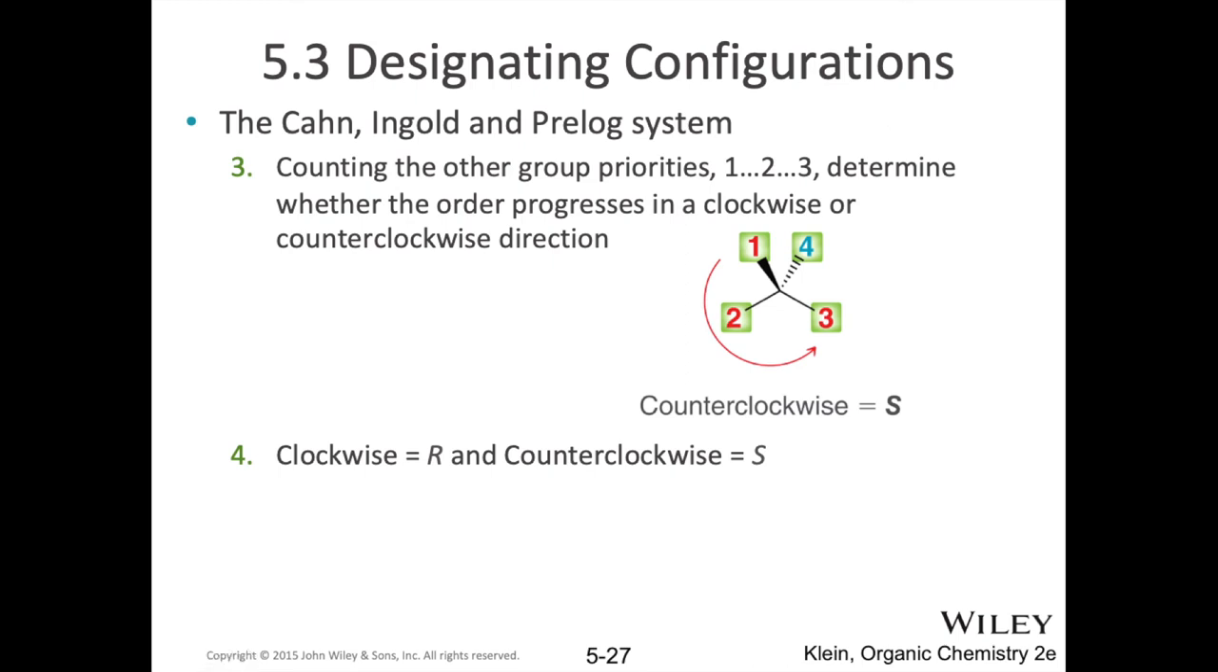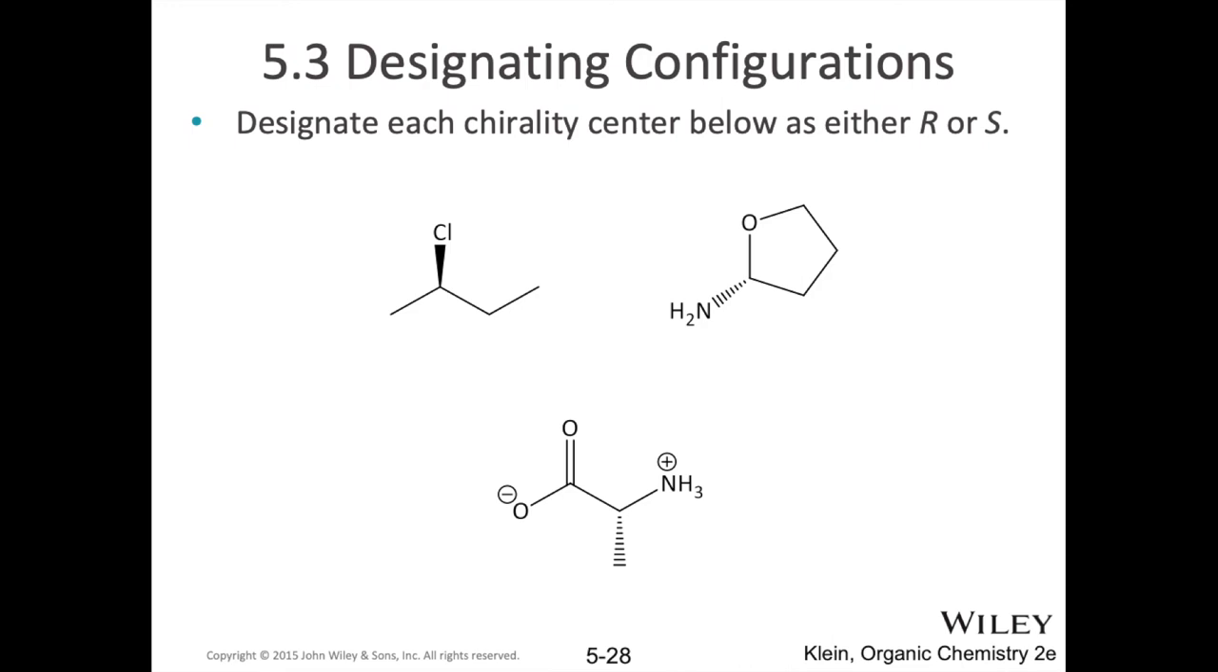Okay, and then I kind of pointed this out earlier when I showed my handheld model, but basically once you've got that lowest priority group pointing away from you, just look at the order in which groups 1, 2, and 3 are arranged. If it's counterclockwise, it's S. If it's clockwise, it's R. So with that in mind, go ahead and look at these examples and see if you can designate them as either R or S. Feel free to build a model if that helps. And again, you don't have to build the entire model.